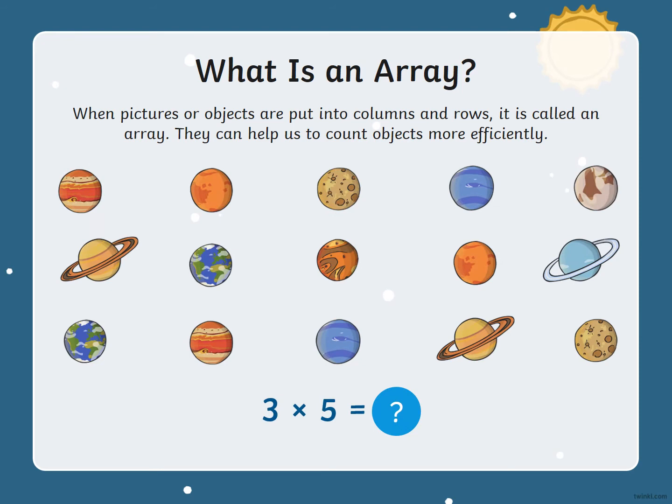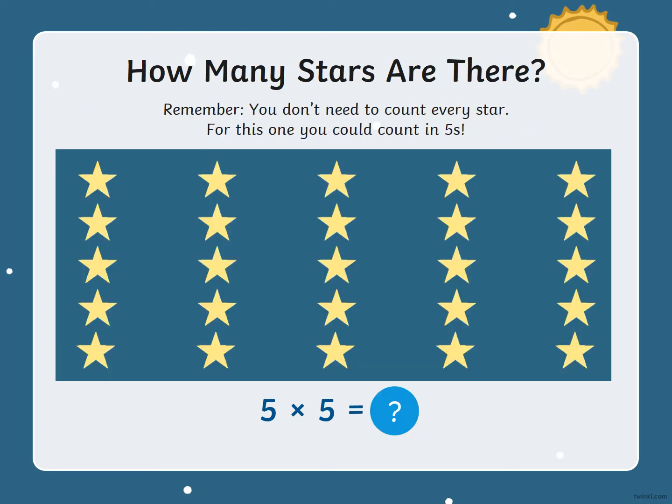So let's have a look at the planets. There are 3 rows and there are 5 columns. So there are 3 rows of 5 planets, which is the same as saying 3 times 5, and our answer should be, and you know it, our answer should be 15. Okay, 3 times 5.